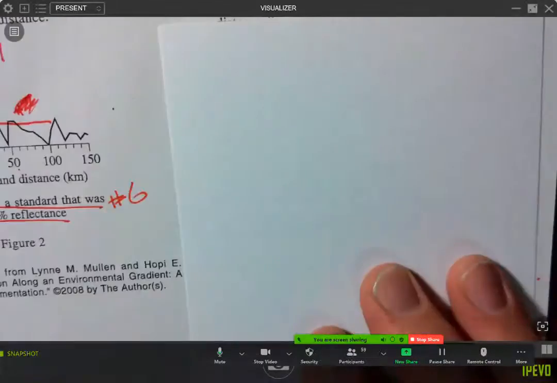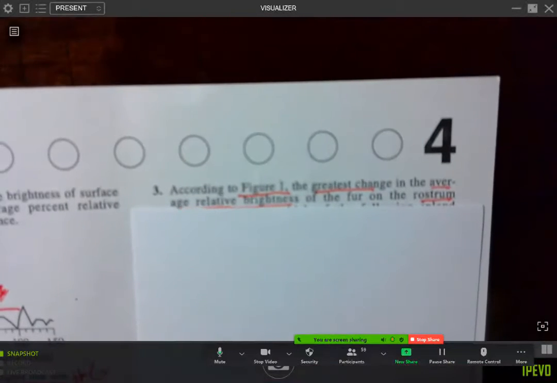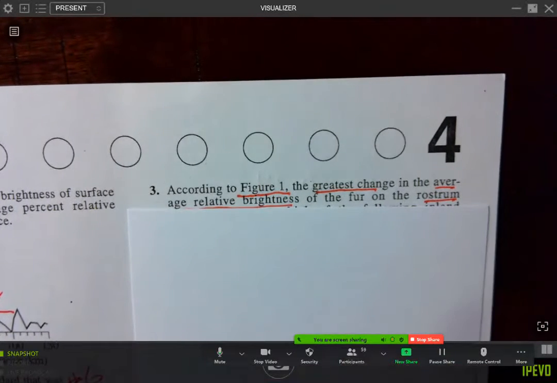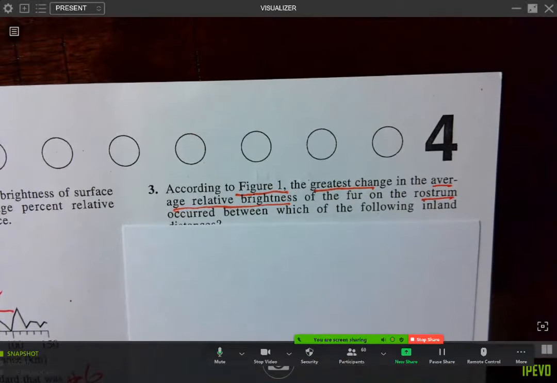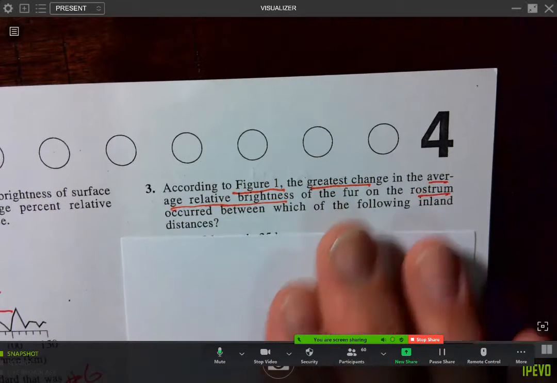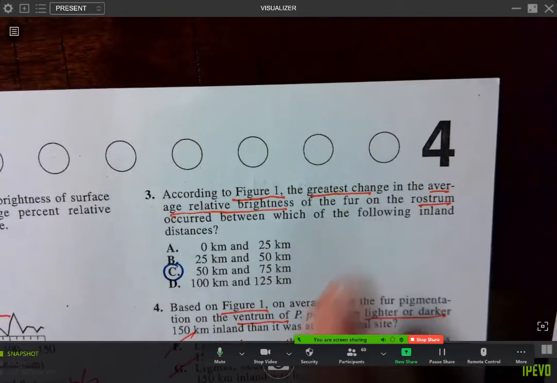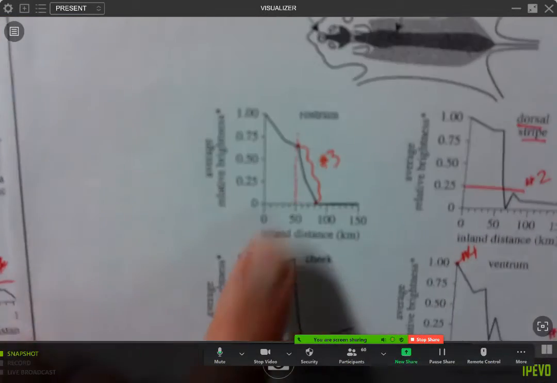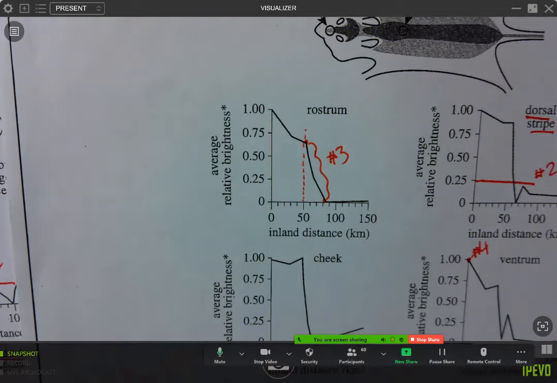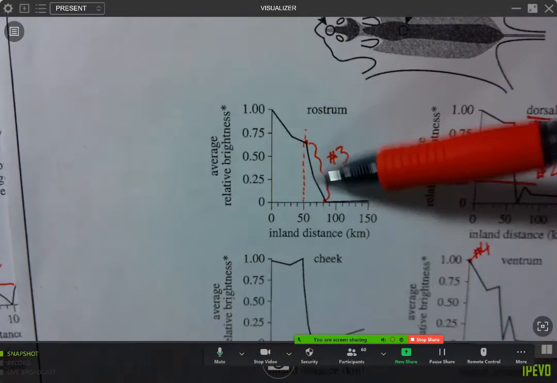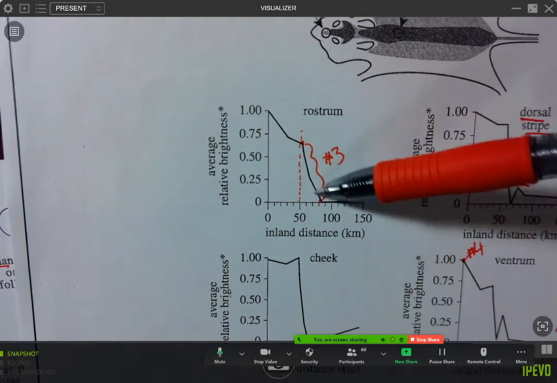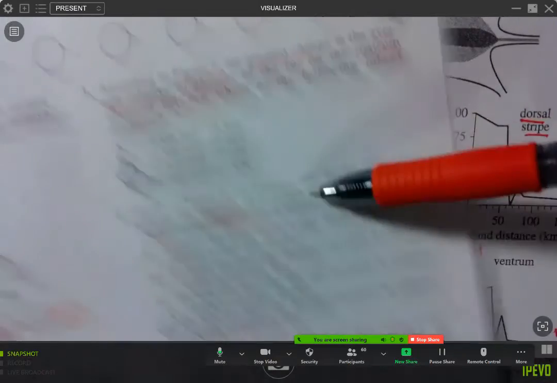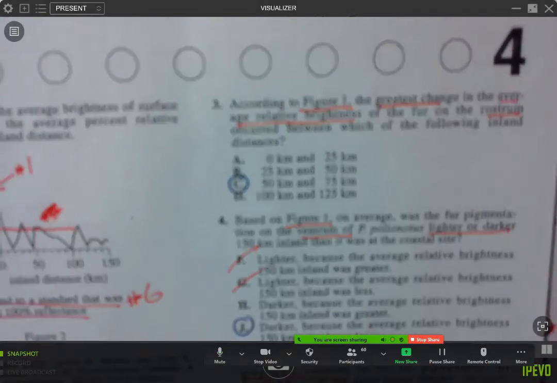Question number 3 says, according to figure 1, so again we're going back to the charts on the other side, the average relative brightness of the fur on the rostrum. I have to look at the rostrum, which is, I guess, its nose, kind of interesting. The greatest change occurred between which of the following inland distances? They give us a lot of intervals, but the greatest change happens right here when we go from 50 to about, what is that, 75. Huge change in brightness. So we are going to go with letter C, 50 to 75.